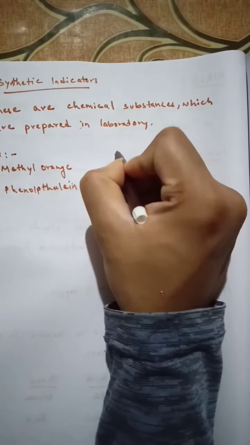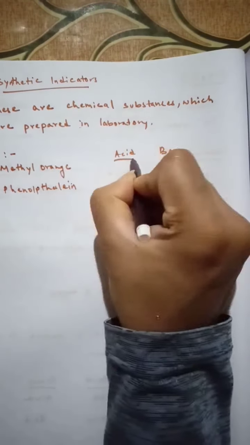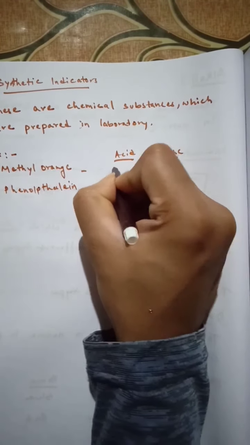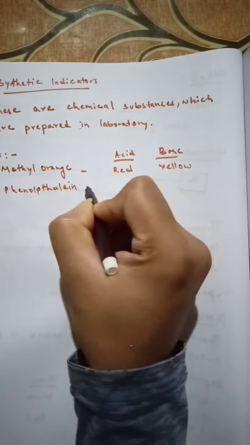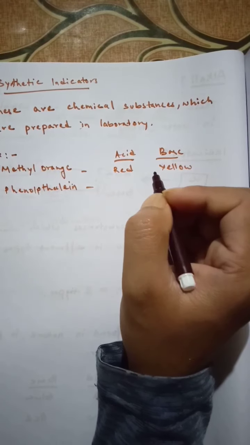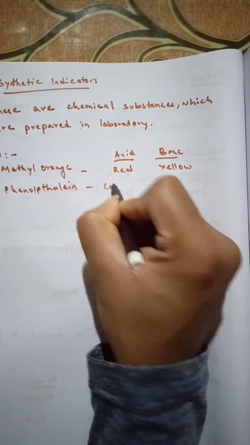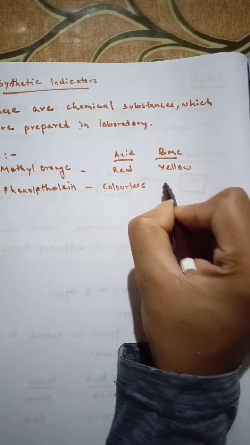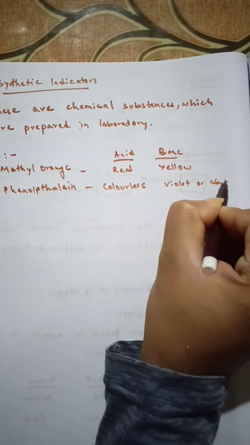Now how can we say whether the substance is an acid or a base? If we put the substance with methyl orange and it turns red, then it is acid, and if it turns yellow, then it is base. In phenolphthalein, if the substance turns colorless, like the color of water, then it is acid. And if it turns violet or dark pink, then the substance is base.